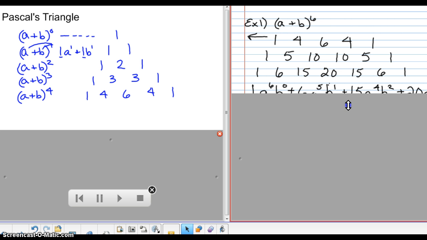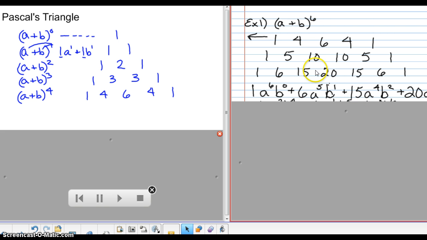So let's plug it in. Notice I start with a 1. I start with my first letter, notice it's an A, and I take it to the highest power possible, which is 6. Then I use my B from up here and take it to the smallest power possible, which is to the 0 power. So I have 1A to the 6th, B to the 0. Then I add my second coefficient. Then I add my A to the next power down, and my B to the next power up.